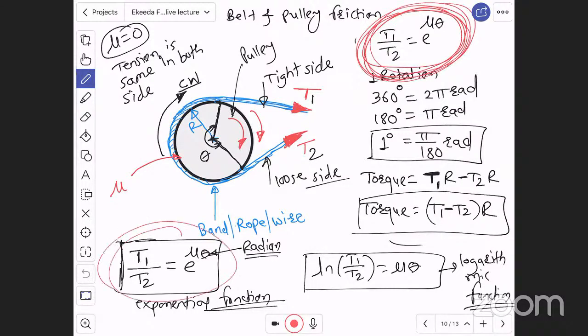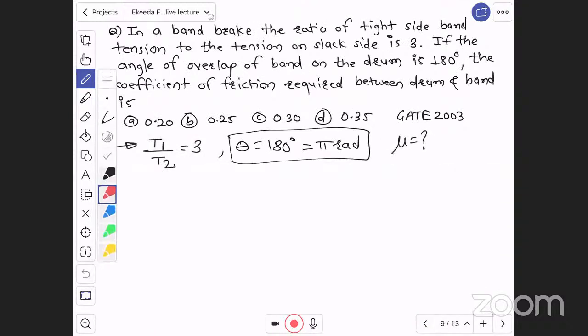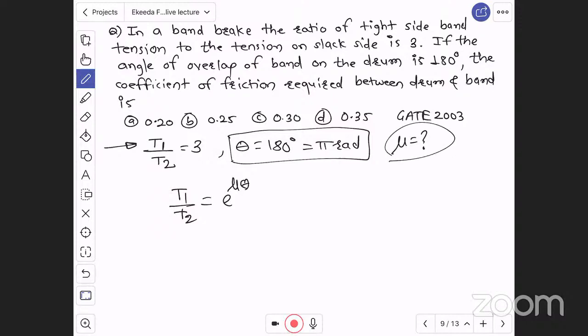Now here is a relation, T1 divided by T2 is equal to e to the power mu theta. Use this relation in this question. Therefore, for this question, if I write the relation, that is T1 divided by T2 is equal to e to the power mu theta, right? Now the question is to find the coefficient of friction.